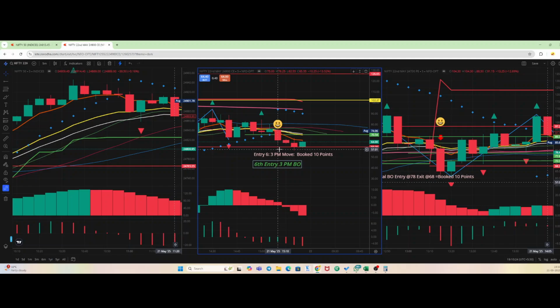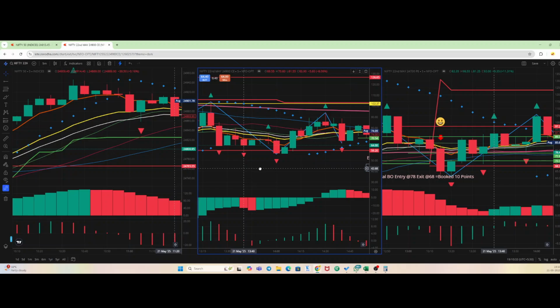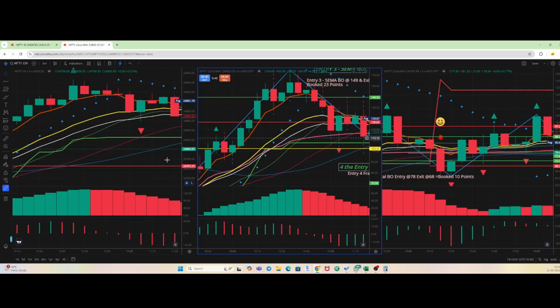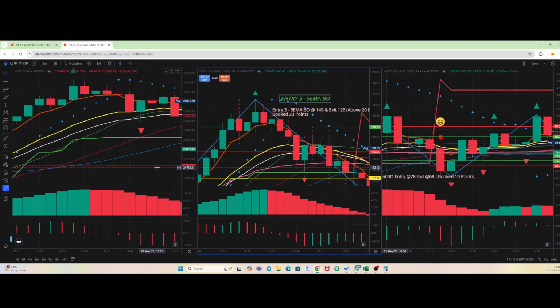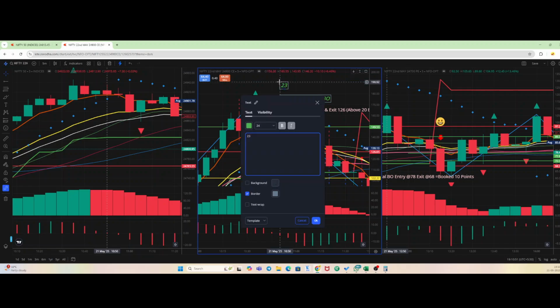So now overall, if you see the CE side, this is 3 p.m. 10 points, then 43 points, then 23 points. So the total on the CE side is 23 plus 43 plus 10. All 3 trades are fully booked, which means 76 points.